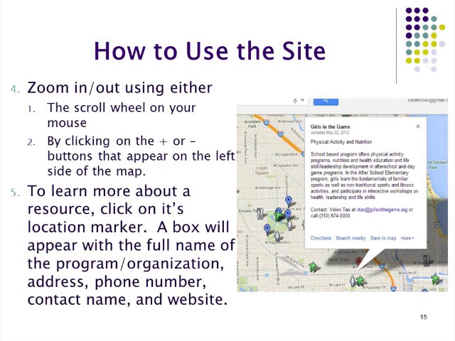Then, based on the resources that appear in the area, you can click on the location marker to learn more about what that resource is. So for example, in this case, we've gone ahead and clicked on the little female icon, and what's popped up is the program Girls in the Game, which is a physical activity and nutrition program based in a school specifically for female students. All of the information that pulls up in the box will include an address, a phone number, contact name, and website if available.